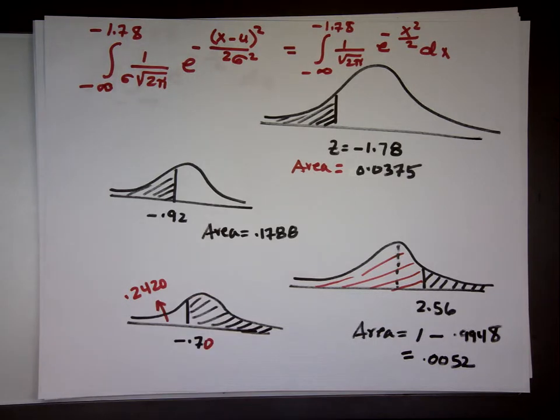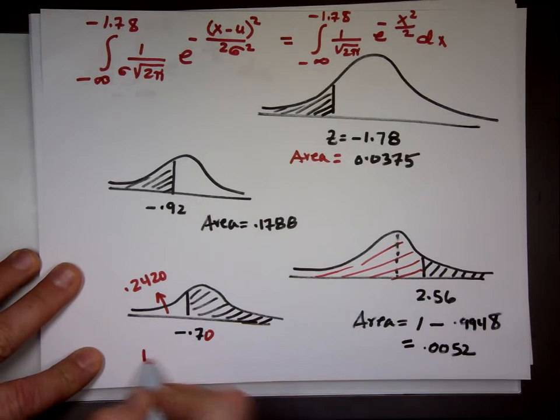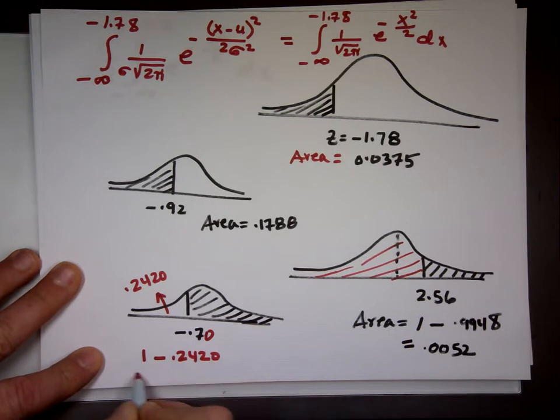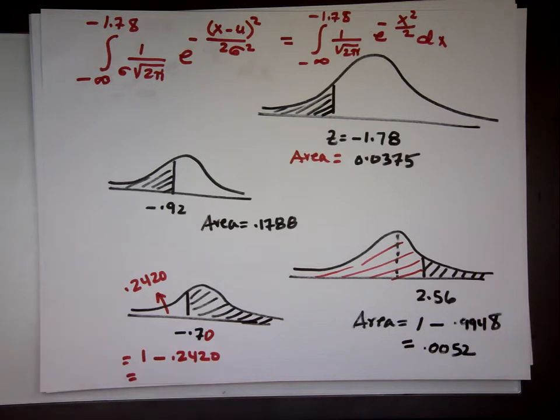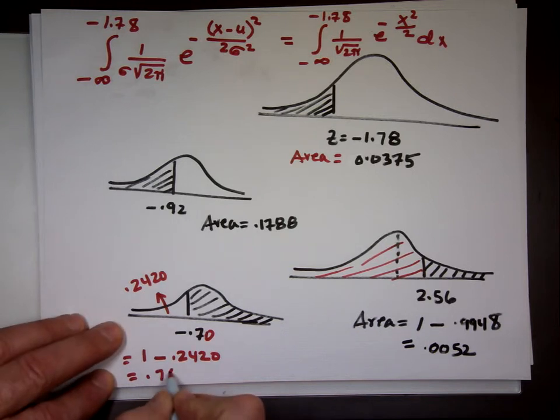So if I want it to the right of that, that would be what? 1 minus 0.2420, which is 0.758.